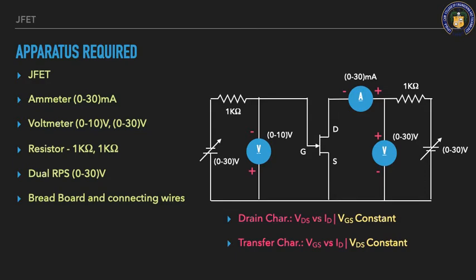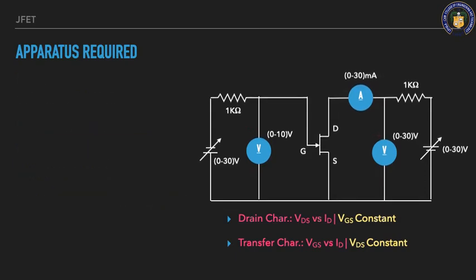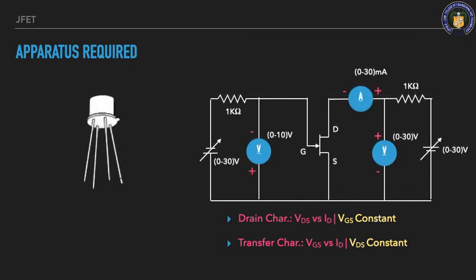So next we will see the device. So this is your JFET. If you see the JFET, we are having 4 pins, but you need only 3 terminals because it is a gate, drain, source. Okay, we will see what the 4th pin is.